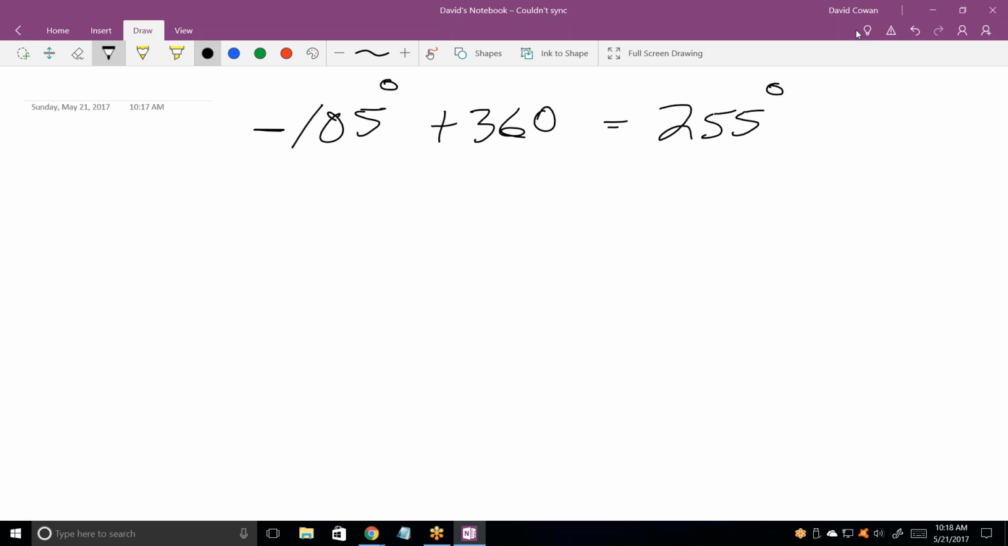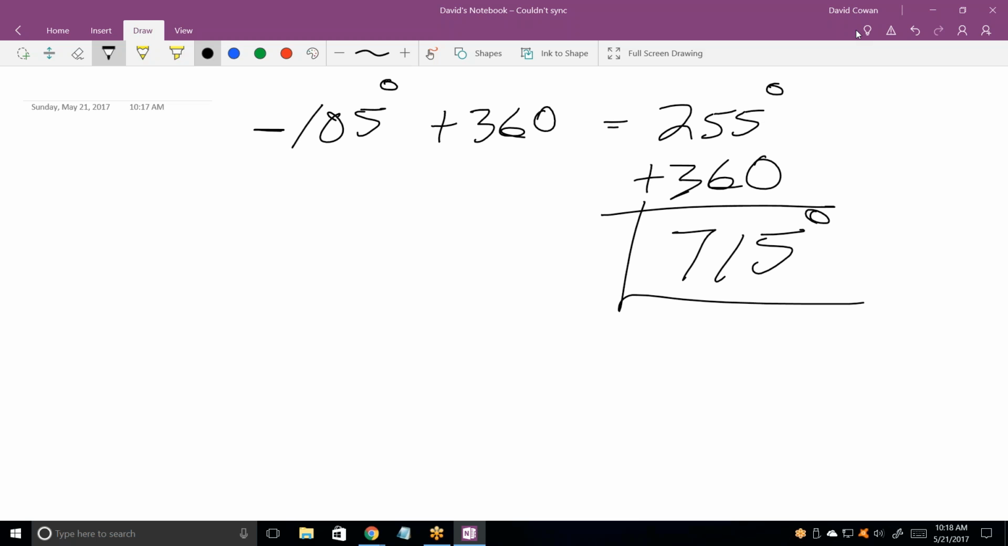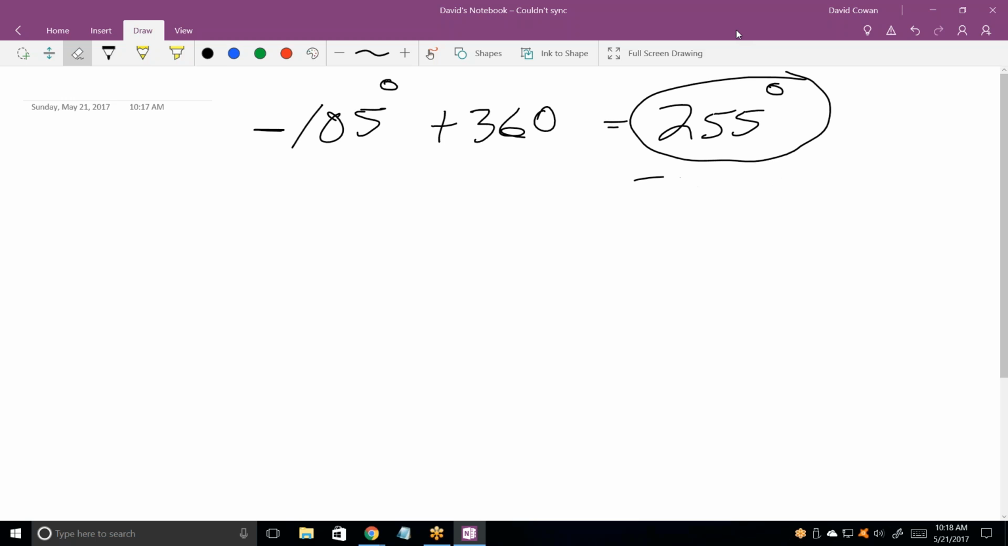Now, if I want another coterminal angle, I could add another 360. That would be 715. All the trig functions are the same as that. It wanted just one, and it wanted it to be between 0 and 360, so that is the answer to your question. But the fact is, coterminal angles are any multiple of 360, plus or minus. I could take this negative 105 and subtract 720, and I would still have a coterminal angle. Awesome.